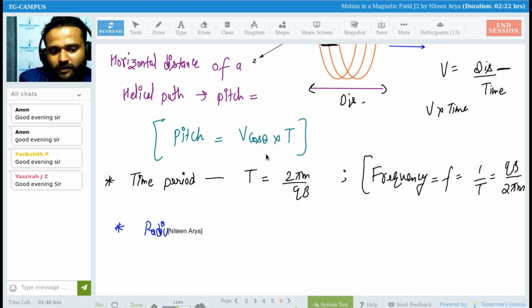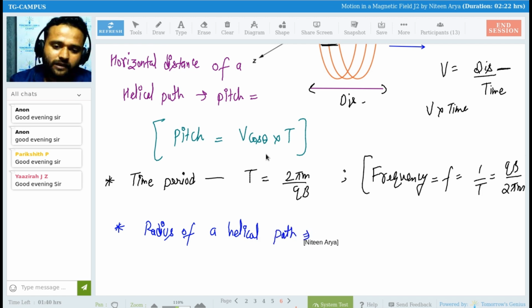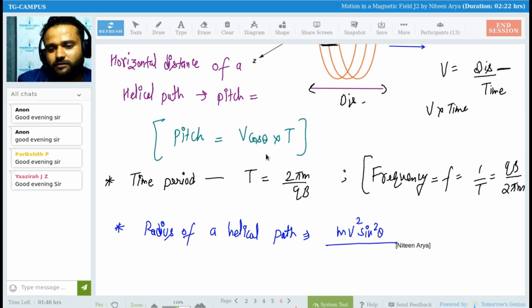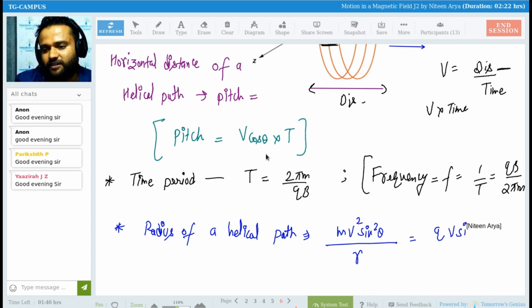Radius of a helical path, and that is going to be mv squared sine squared theta divided by r. Why should I write this? Let me write it down and then I'll explain. qv sine theta B. Yeah, this is the case.